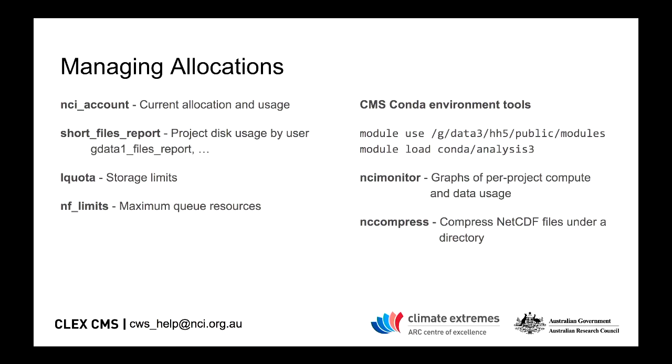There's a bunch of tools at NCI for seeing your allocations and how that allocation is being used by individual project members. NCI account is an overall view, and the short files report or gdata1 files report and so on will show per user disk usage. We've also got some tools we've developed ourselves in the CMS team, things like NCI Monitor, which will produce a graph for each user of how they've used storage over time, which helps for some of the administration people if you end up helping with administrating a project.